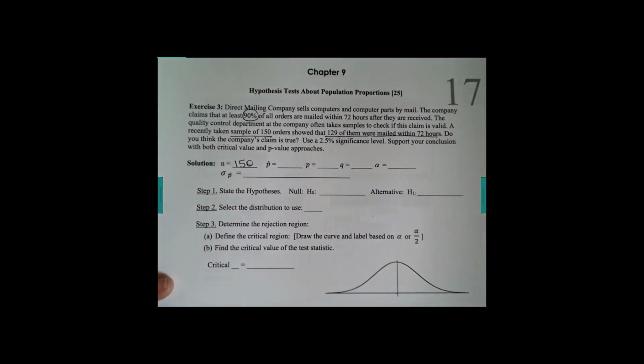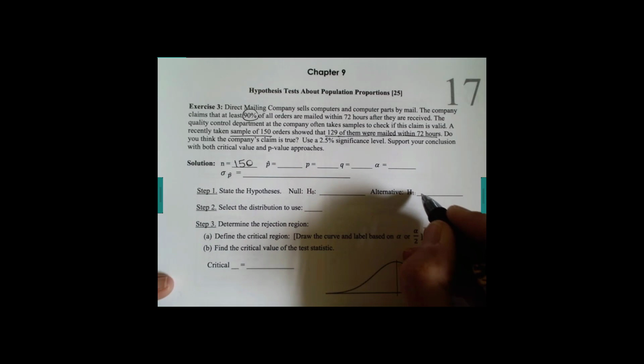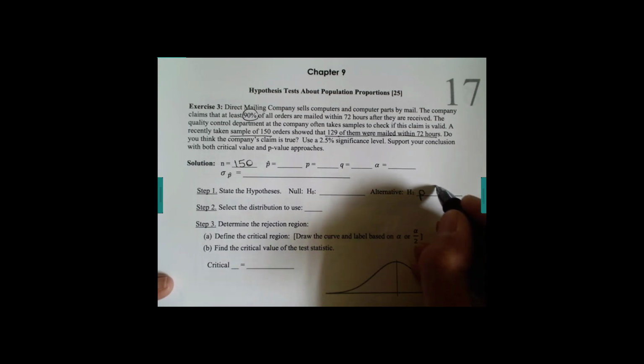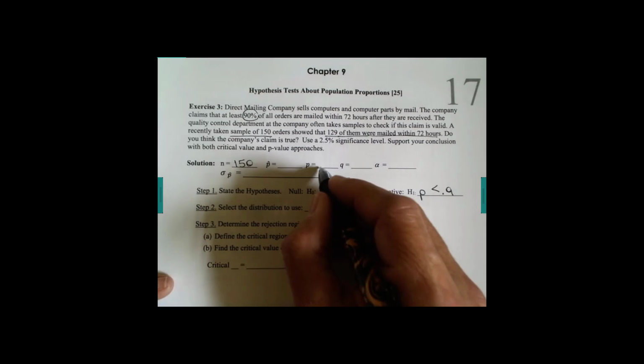So is the company's claim true? Now, I'm going to look for the company's claim to not be true, okay? You could have checked the other way, but that's just the decision I made. I'm going to say, is the proportion of packages mailed on time less than what they're claiming, what our standard is, 0.9?